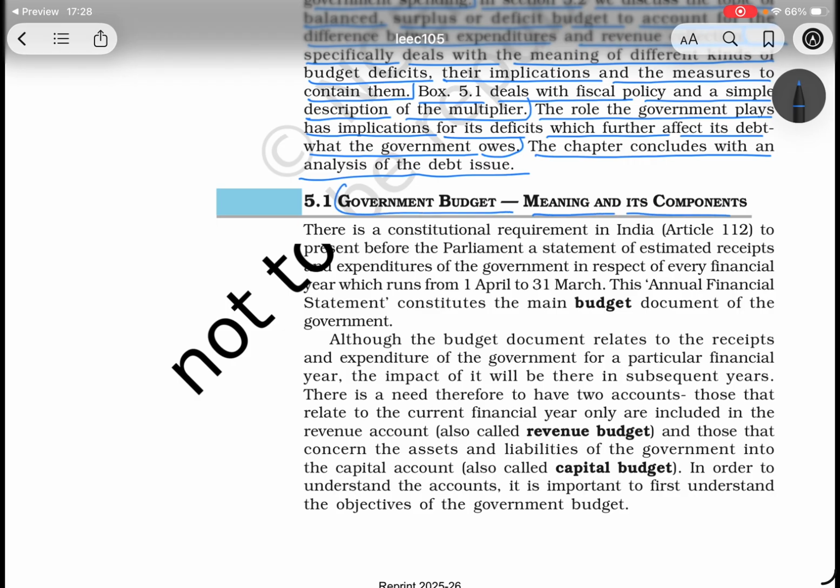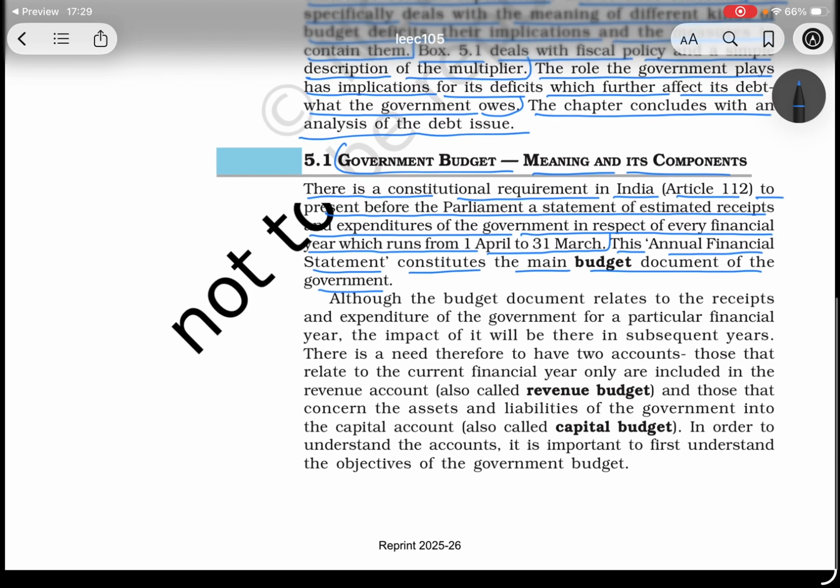Government budget: meaning and its components. There is a constitutional requirement in India, Article 112, to present before the Parliament a statement of estimated receipts and expenditure of the government in respect of every financial year, which runs from 1 April to 31 March. This annual financial statement constitutes the main budget document of the government.